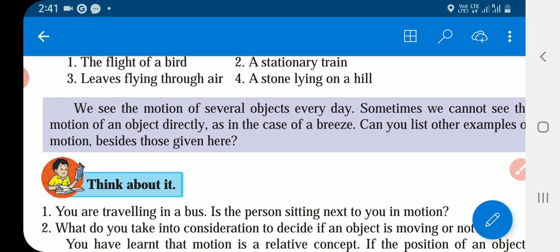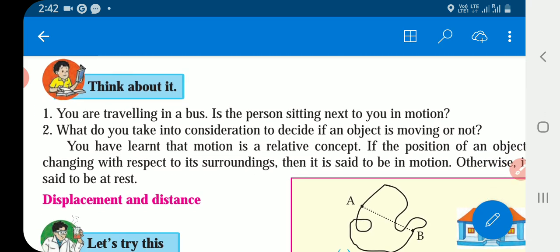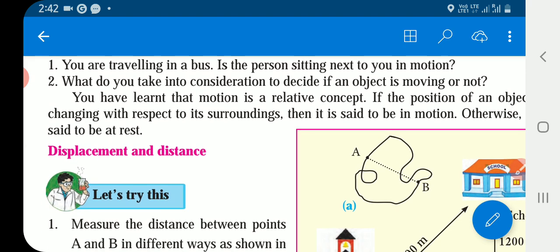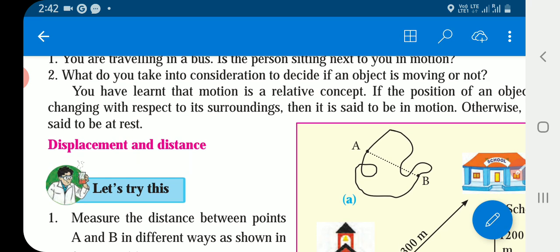We see the motion of several objects every day, but sometimes we cannot see the motion of an object directly, as in the case of breeze. Can you list other examples of motion besides those given here? You are traveling in a bus. Is the person sitting next to you in motion? What do you take into consideration to decide if an object is moving or not?